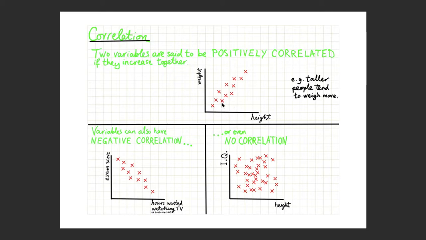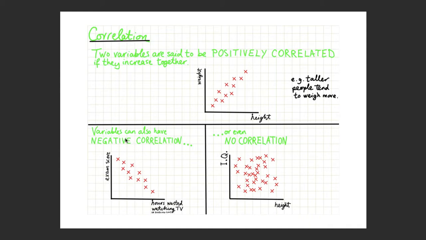So I talked about positive correlation, heights versus weights. Two variables are said to be positively correlated if they increase together. Taller people tend to weigh more. It's not always the case. Sometimes you find some outliers, where you get a tall person that doesn't weigh much or a short person that weighs a lot.